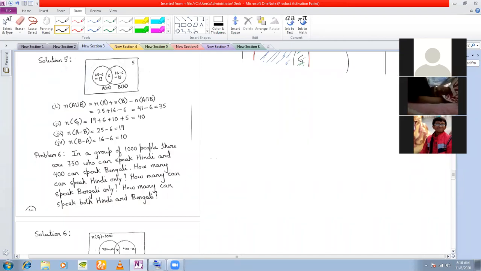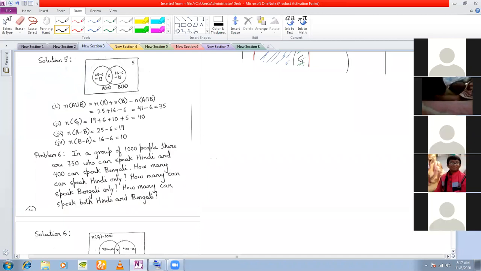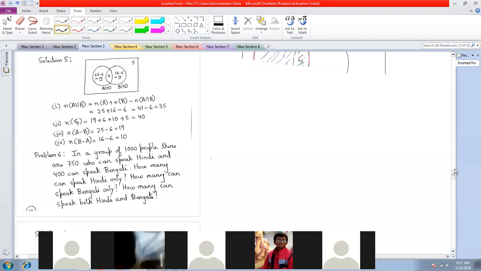If I say that I can speak Hindi, it means that I can speak Bengali also, I can speak Latin also, I can speak Spanish also, I can speak any other language, but definitely I can speak Hindi. But if I say that I can speak Hindi only, then what does it mean? It means I cannot speak any other language except Hindi. Right? So that is the difference here.